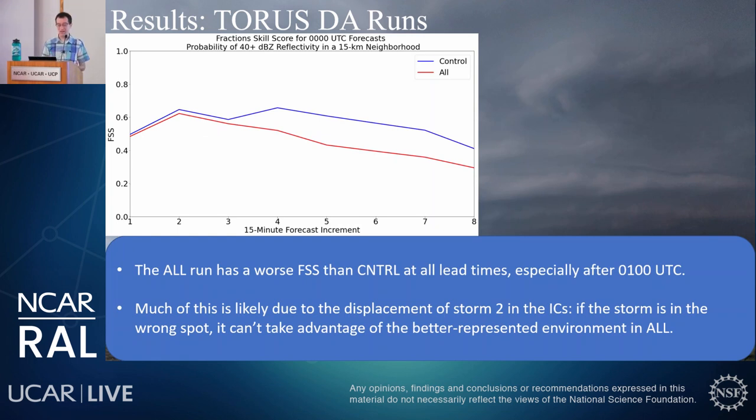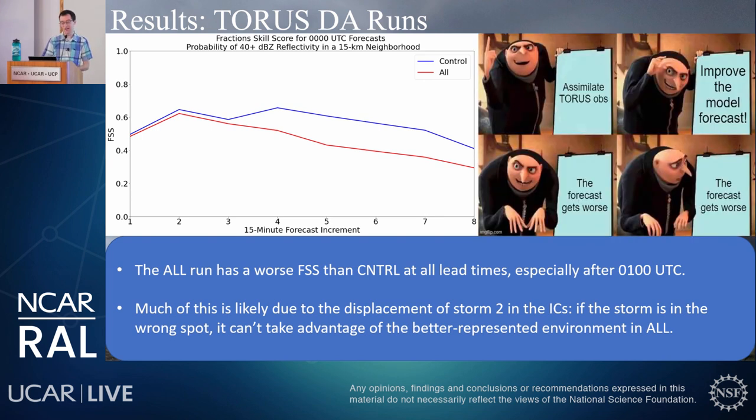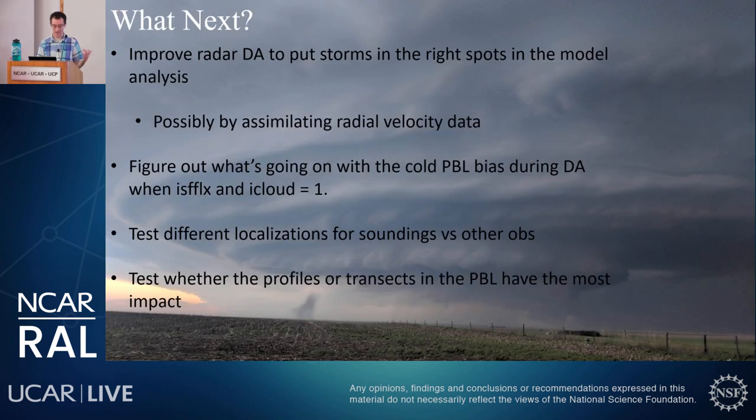And if we look at fraction skill score, which I computed from those plots, you do see a decent decrease in skill, especially after that storm that's present in all starts to die off. So if we look at just those objective verification metrics, you do have a worse forecast for the all run, which is not according to plan. I wanted to improve the model forecast, and it made it a bit worse. So the question I want to get to now is, what next?